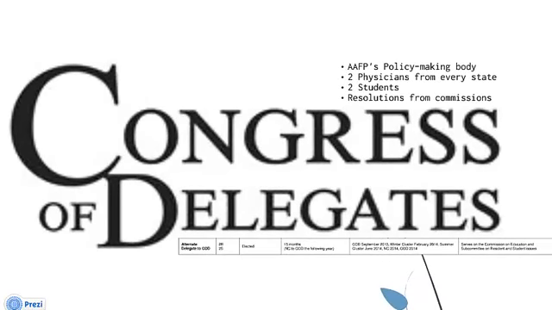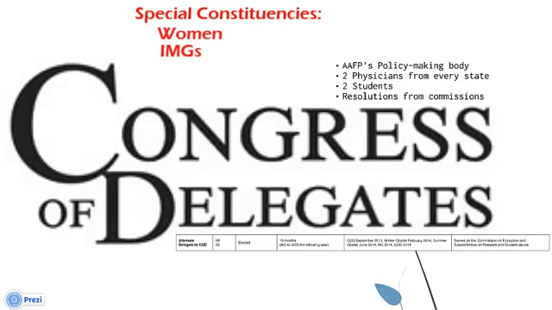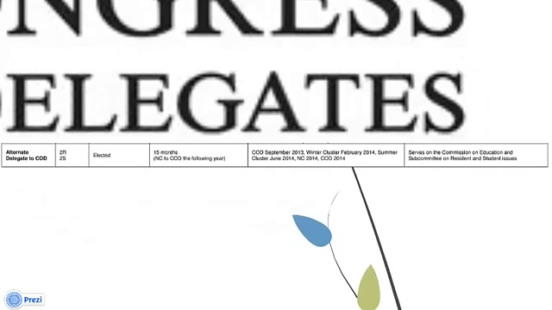Next, we'll take a look at the AAFP's Congress of Delegates. That's how policy gets made nationally for the organization. This body looks at resolutions from each state and the student and resident congresses and puts them to the vote, as well as elects the AAFP's national leadership, the president and the board of directors. Congress delegates come from each state, Puerto Rico, and the U.S. territories, and the special constituencies, which are women, international graduates, LGBT, new physicians, and minorities. Students and residents each get 2 reps too.